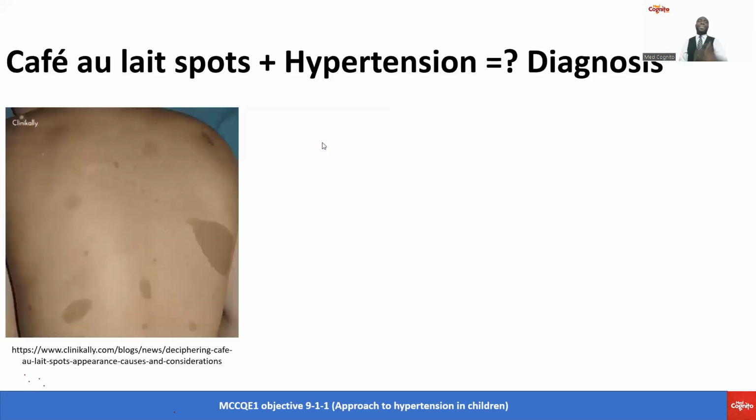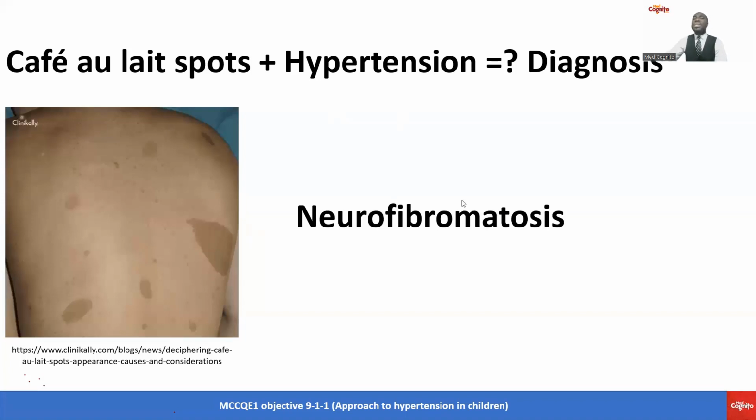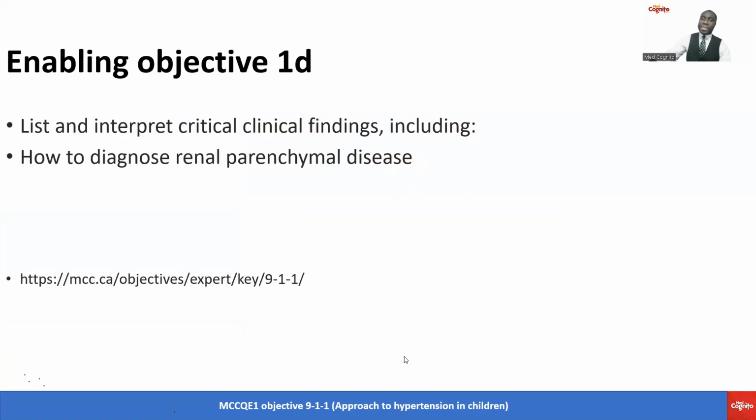Okay, what about this? You see this kind of neurofibroma. And what is the name of this kind of thing? We call it cafe au lait spots. So if you see a patient with cafe au lait spots plus hypertension, your answer should be neurofibromatosis. Okay, good. So that was that.